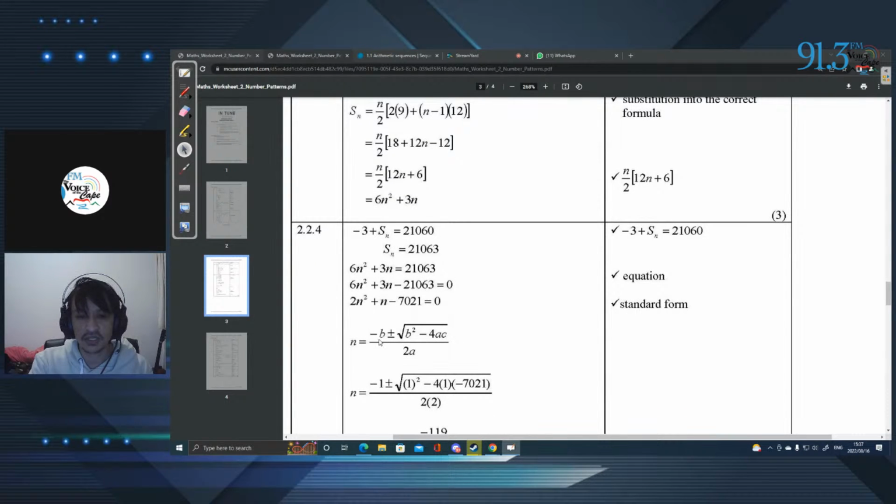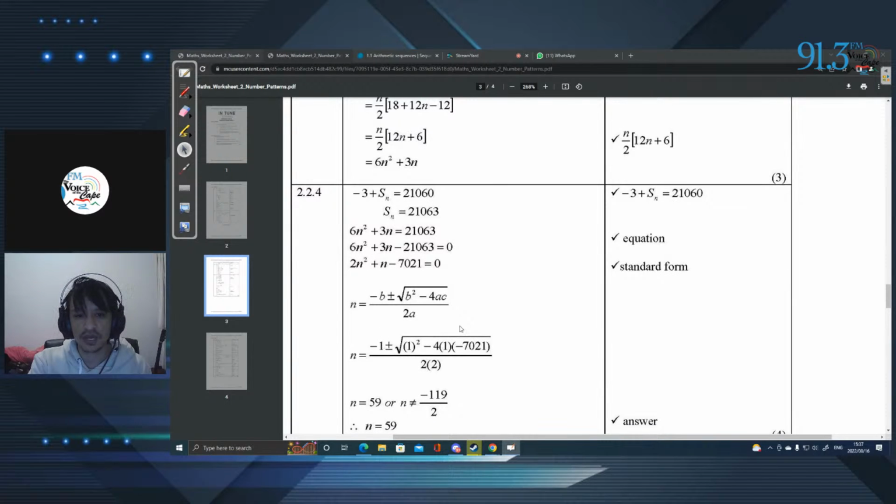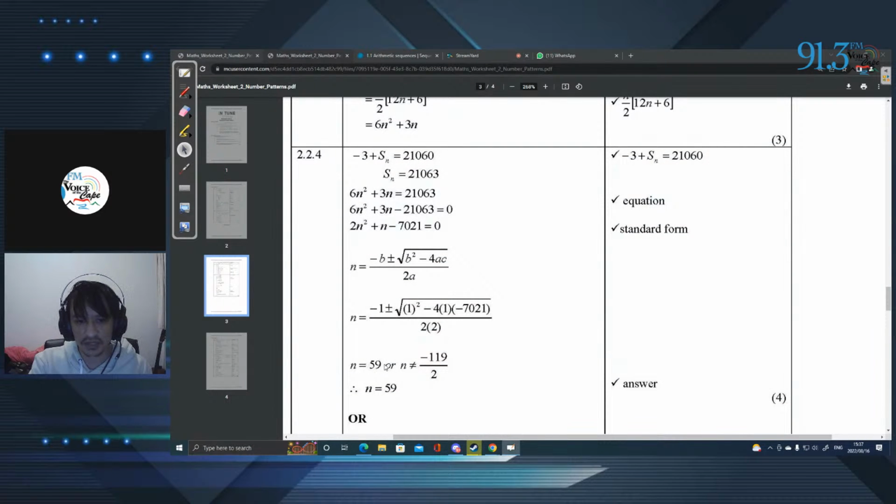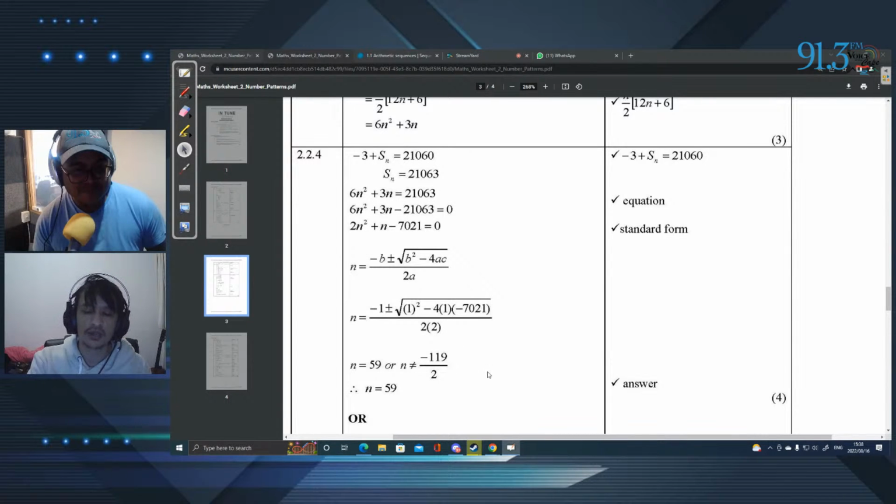And there they go, n equals minus b plus or minus the square root of b squared minus 4ac over 2a. And they input the values, substituting what a, b and c are. We know that a is 2, we know that b is 1, and we know that c is negative 7,021. Then we find that n is equal to 59, or n is equal to -119 over 2. So here's the interesting thing. The term number cannot be negative.